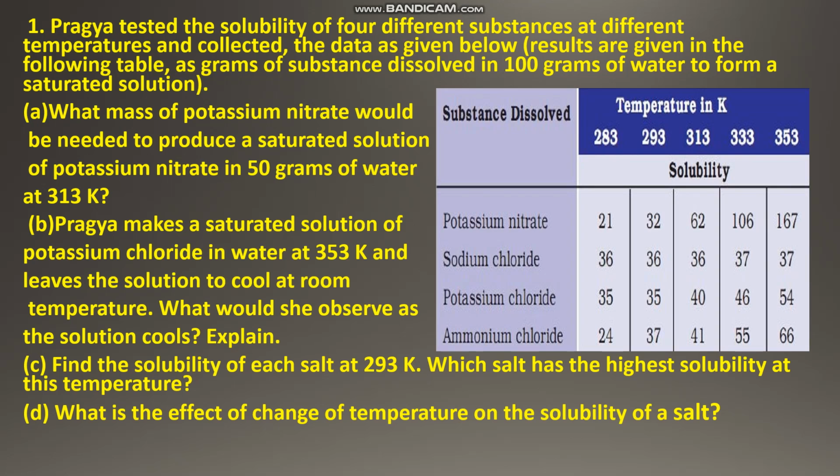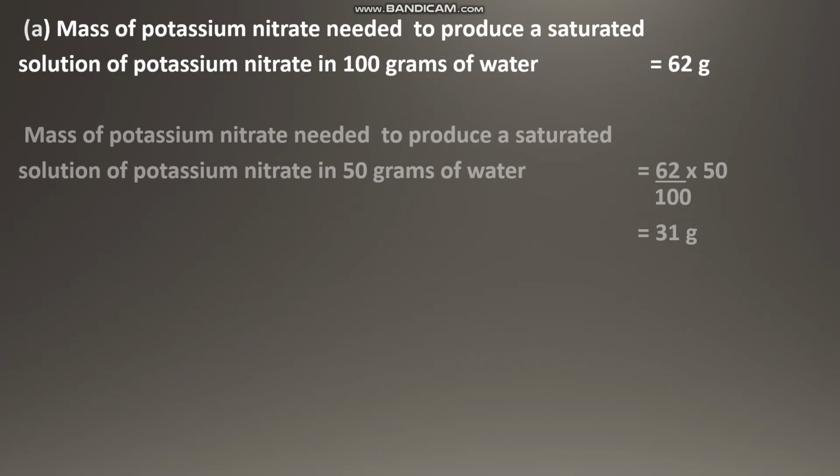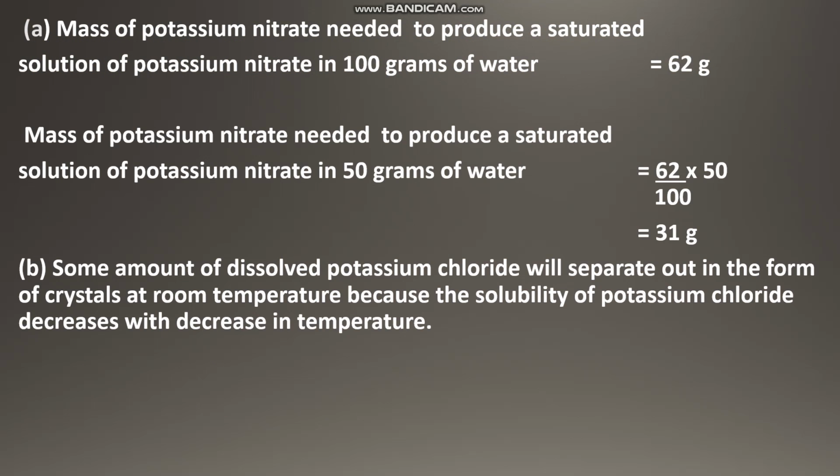When the solution cools, means temperature reduces, this 54 gram is not required to make a saturated solution. So what will happen? Some amount of potassium chloride will separate out as crystals. Let us see the answer. Some amount of dissolved potassium chloride will separate out in the form of crystals at room temperature because the solubility of potassium chloride decreases with decrease in temperature.